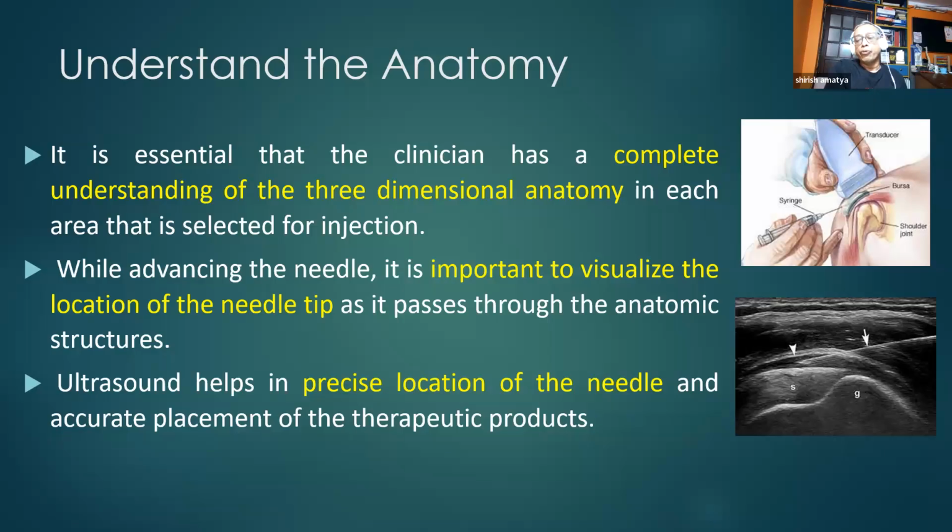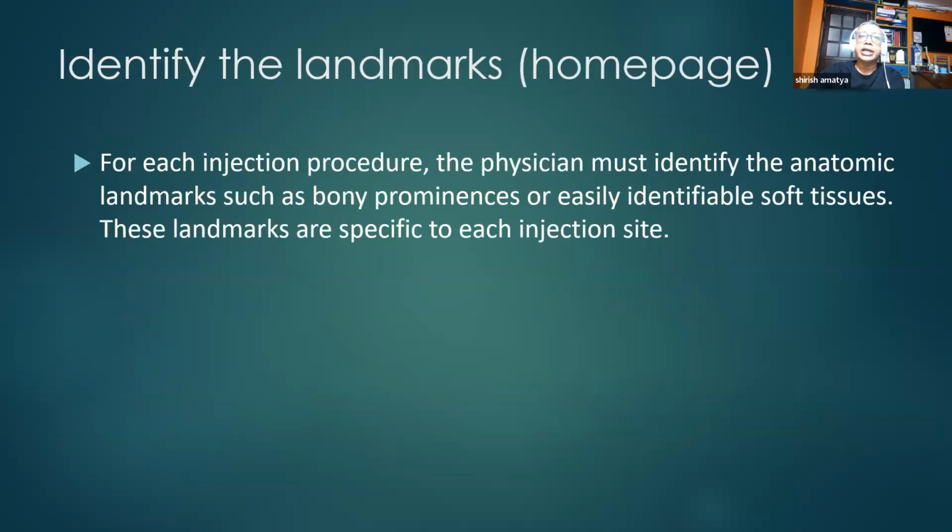So before the injection, we have to understand the anatomy of the structure where we are injecting in three-dimensional anatomy. Okay, so second is identification of the landmark. Identification of the landmark is also equally important. For each injection procedure, the physician must identify the anatomical landmarks such as various bony prominences or easily identifiable soft tissues. These landmarks are specific to each injection site.